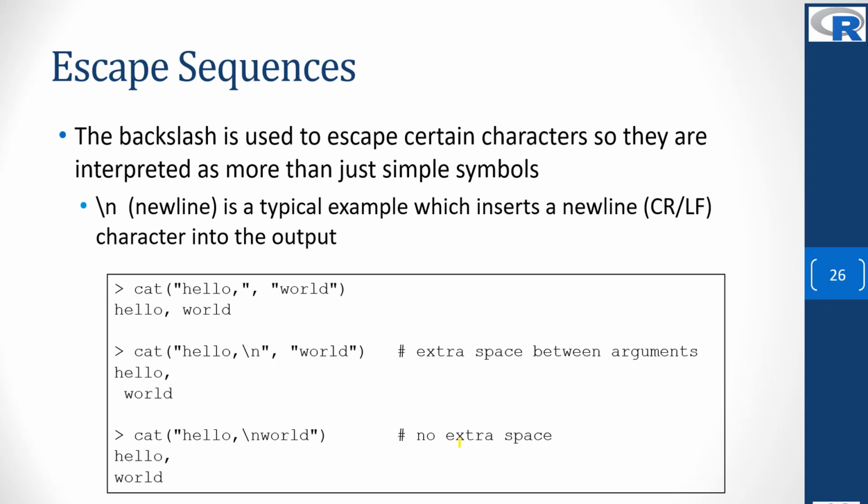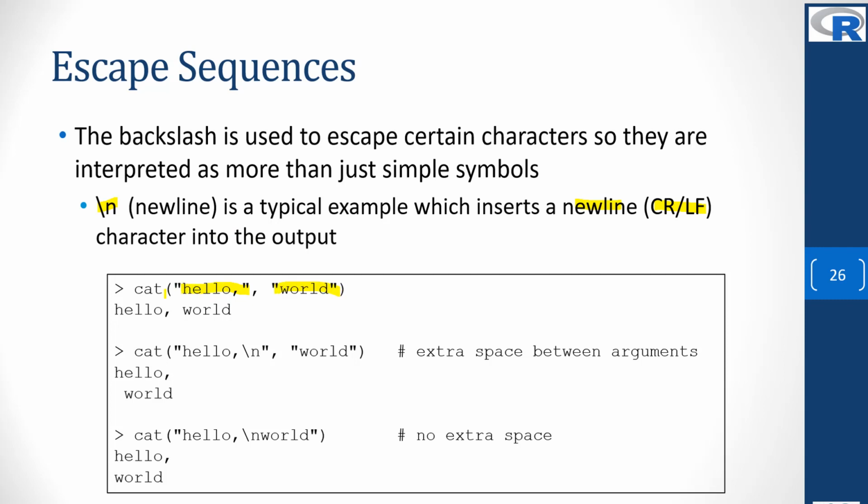As with other programming languages, we have escape sequences. This is the backslash with certain characters to give them specific behavior. As an example, the new line, \n, inserts a carriage return line feed sequence, which is a new line. In other words, it moves the cursor down one row and all the way to the left when it displays that escape sequence. So we've got two strings here, "hello," with a comma, and "world."